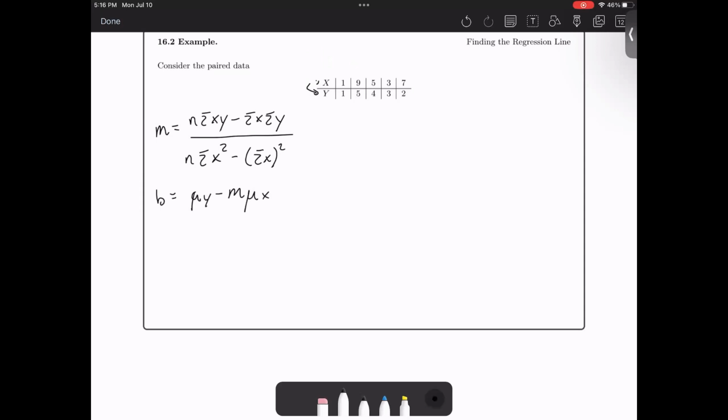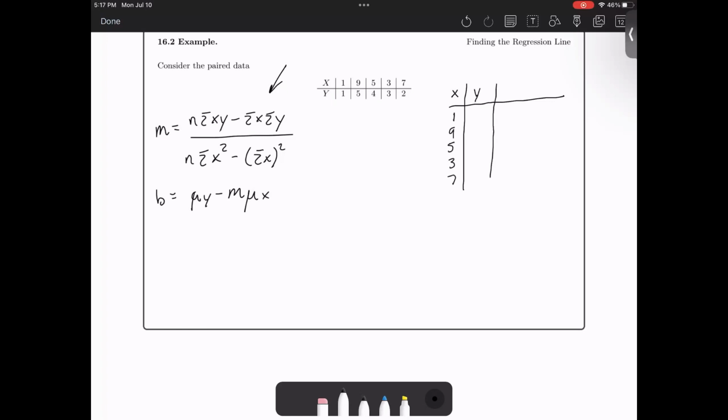All right, let's go through this. Let's find the line of best fit for the data given here. So look at your slope equation. You need sums of x's, sums of y's, sums of x times y's, and sums of x squareds. So let's build ourselves a table like we did for the correlation value. We'll give ourselves x values: 1, 9, 5, 3, and 7.